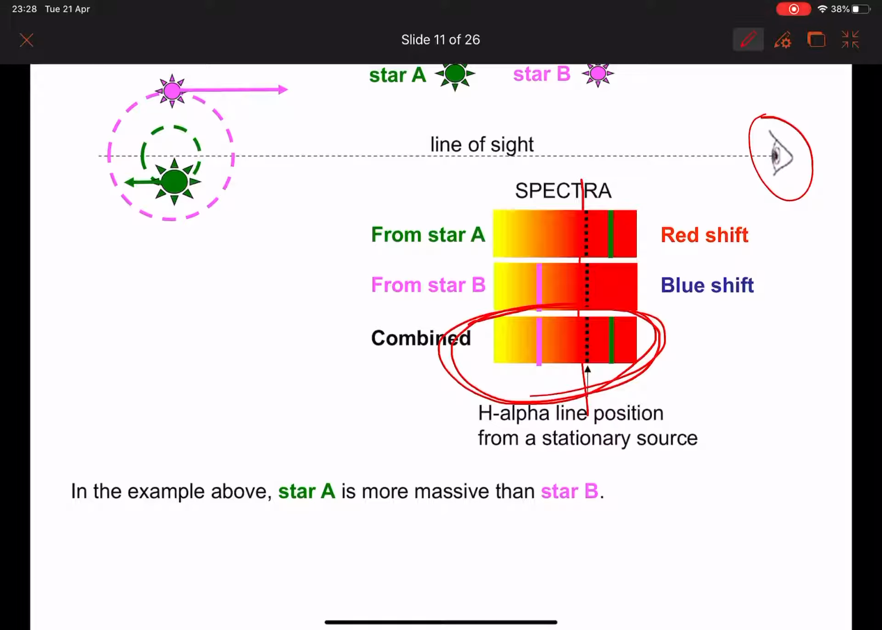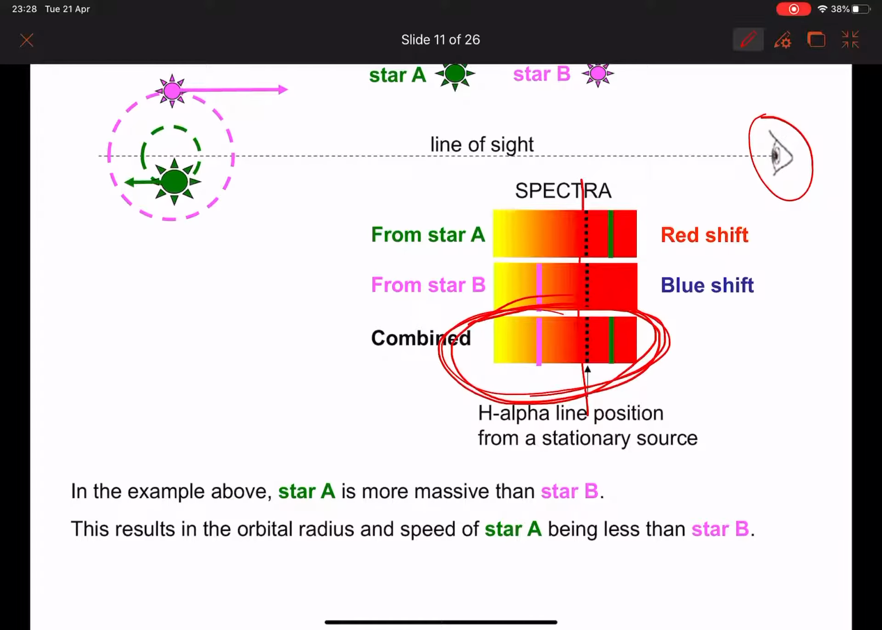In this example, star A is more massive than star B. Well, we can see that because we've drawn a more massive picture of star A, but how would you tell it from the combined spectra here? Well, because the light from star B is actually being shifted more. Now, if you think about it, think about what you know about things in circular motion. The fact that star B is lighter means it is going to be moving faster and have a bigger orbit than star A. So you can tell that because it's shifted more.